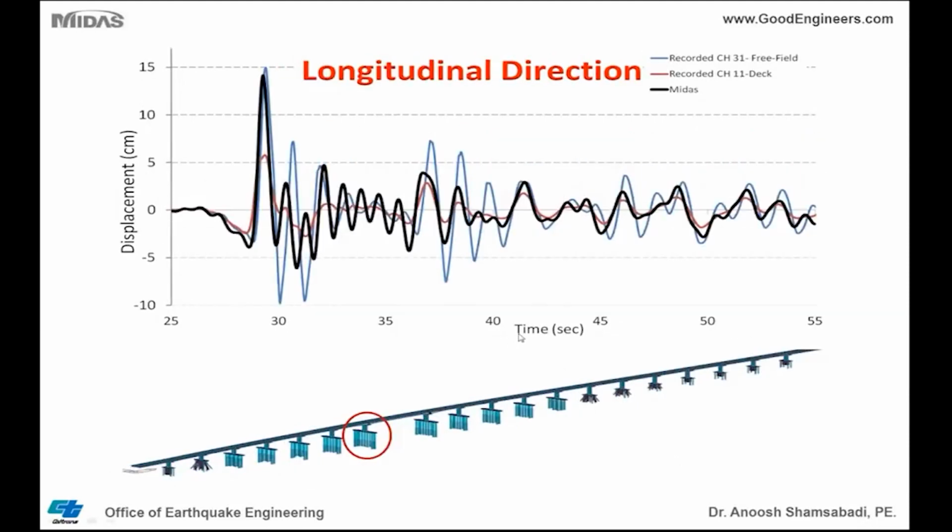So now, what about the analytical model versus the recorded motion? I'm looking at analytical model channel 11 in the longitudinal direction, which is top of the superstructure, versus the input motion. The reddish line is the input motion in Midas, which is recorded input motion. The black line is the Midas result versus the bluish, which is the recorded motion.